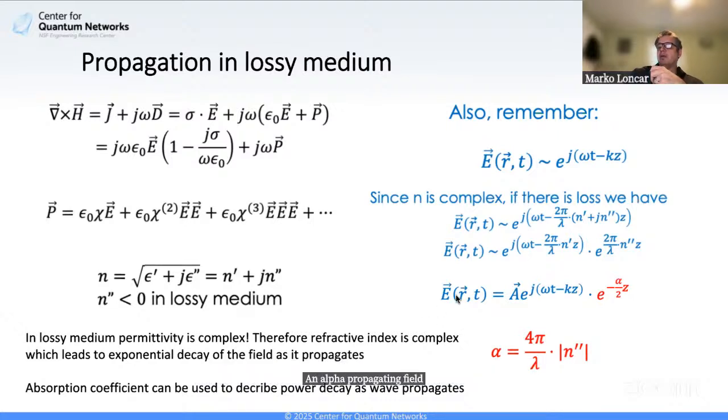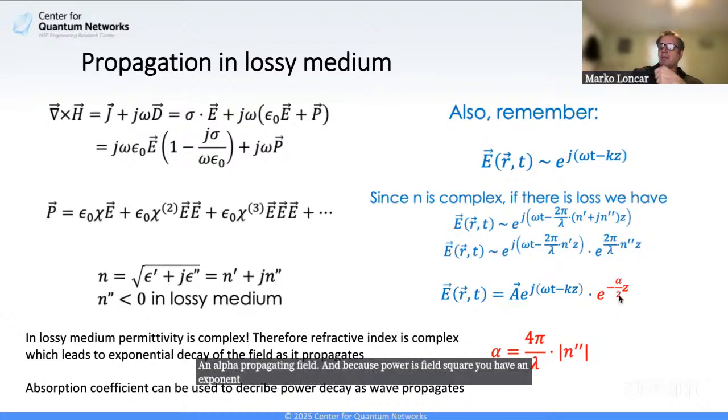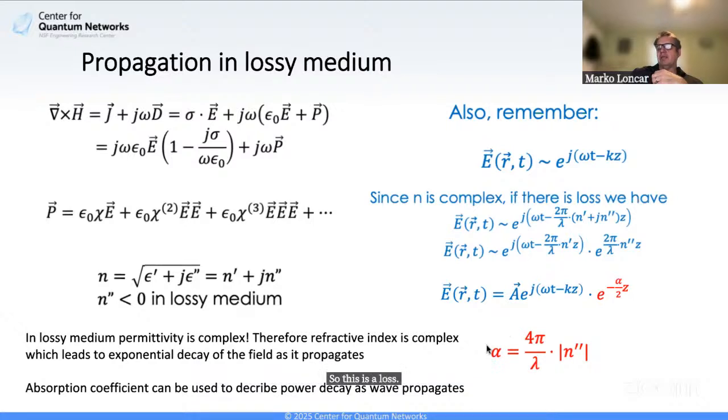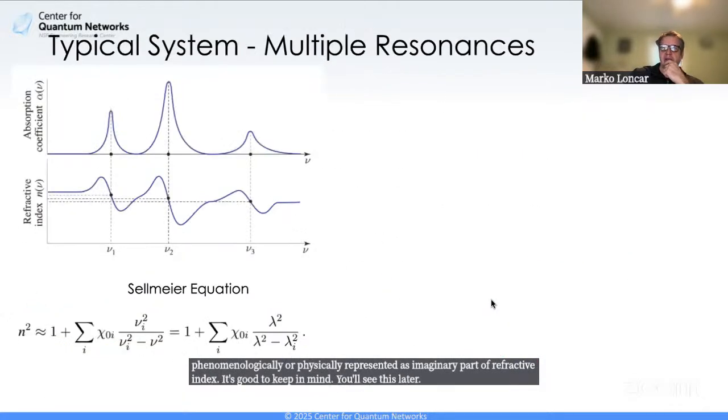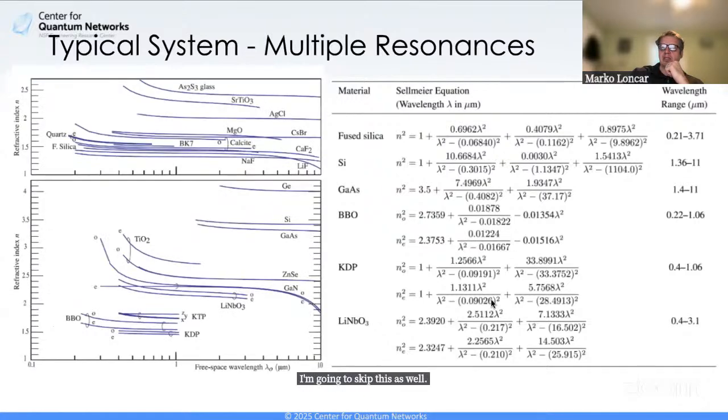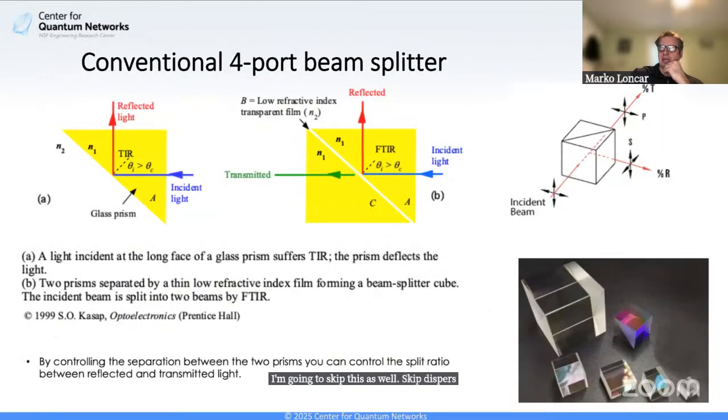And because power is field squared, you have an exponent, another 2 that eats up this half. So this is a loss for a waveguide that has some loss mechanism that can be phenomenologically or physically represented as the imaginary part of the refractive index. It's good to keep in mind. You'll see this later. I'm going to skip this as well, and skip dispersion. We're going to come back to that later as well.